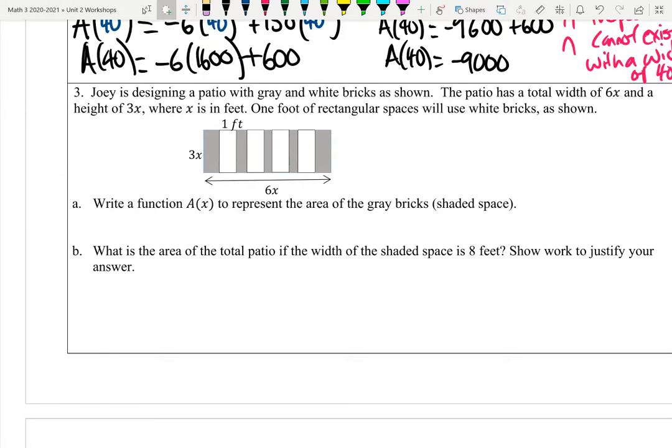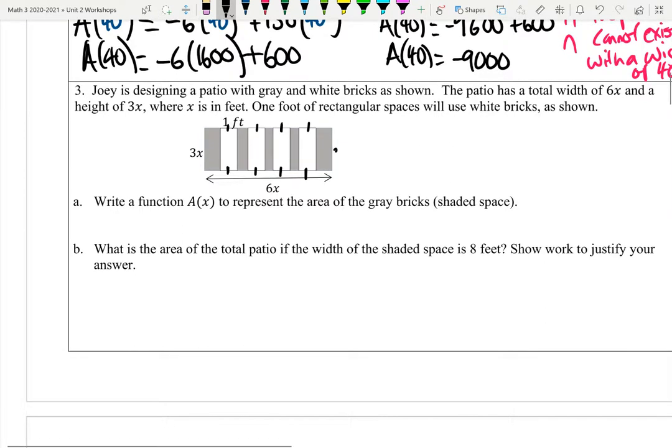One foot of rectangular spaces will be used as white bricks. When I see that word rectangle, I know that this is going to be congruent, this is going to be congruent, this is all going to be congruent. Now, unlike the previous problems, I'm just going to know that all of these side lengths are 1. I am going to put 3x on the other side just to remind myself that opposite sides are congruent when it comes to rectangles.